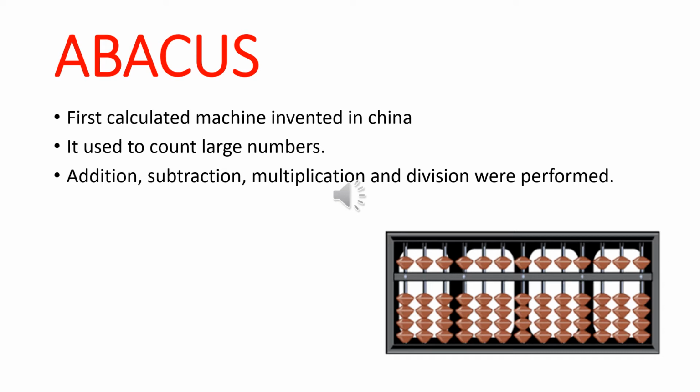The abacus was the first calculating machine, invented in China to count large numbers. It was a wooden rack holding two horizontal wires with beads strung on them. The position of the beads was changed to enter a number. Simple calculations like addition, subtraction, multiplication and division were performed using an abacus.